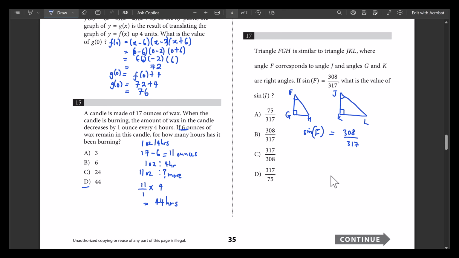Because these angles F and J correspond, we are going to get our sine J as the same, which is also 308 over 317. Hence, the answer is B.